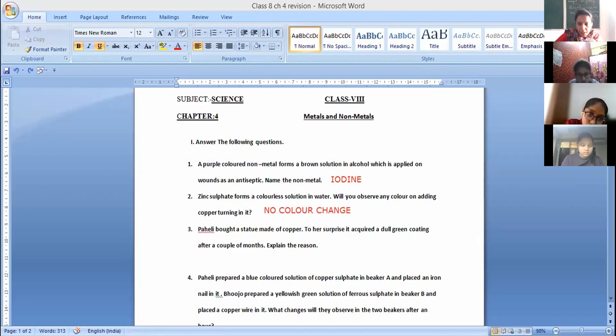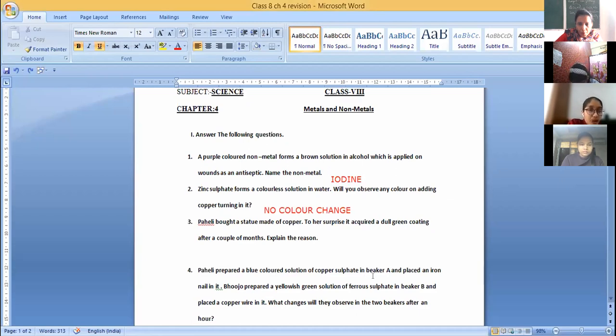Next is, Paheli prepared a blue colored solution of copper sulfate in beaker A and placed an iron nail into it. Bujo prepared a yellow greenish clear liquid of ferrous sulfate in beaker B. Already I think you know the answer of this question. What change can be observed in the two beakers? One beaker is of Paheli and the other beaker is of Bujo. In the blue colored solution, what did she add? Iron is added by Paheli. And in the yellowish green colored solution, what did he add? Copper is added. So in which beaker will you be observing color change? In both 1, 2. Kindly give me the answer.